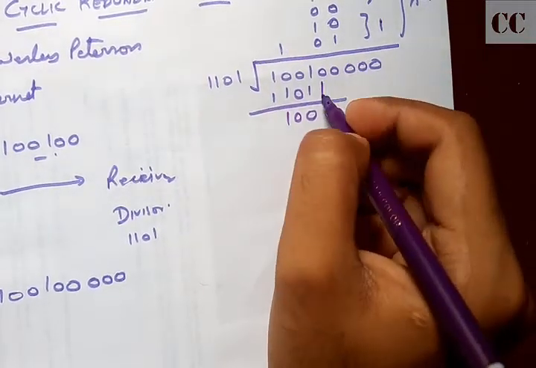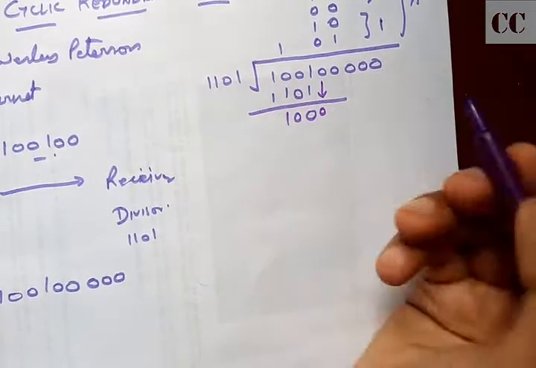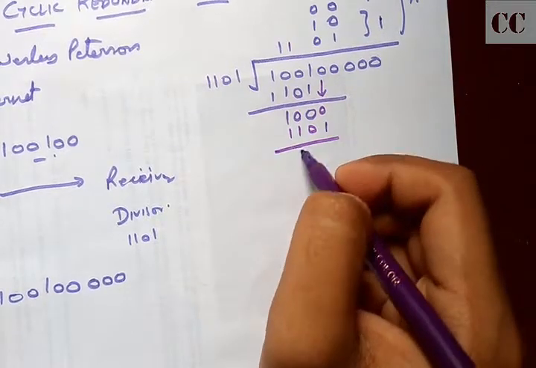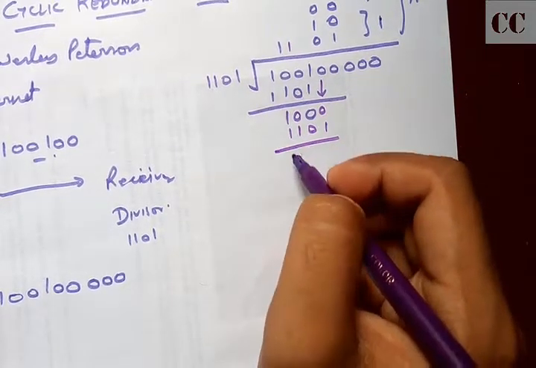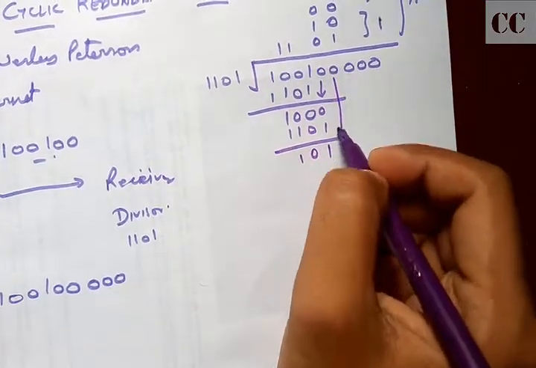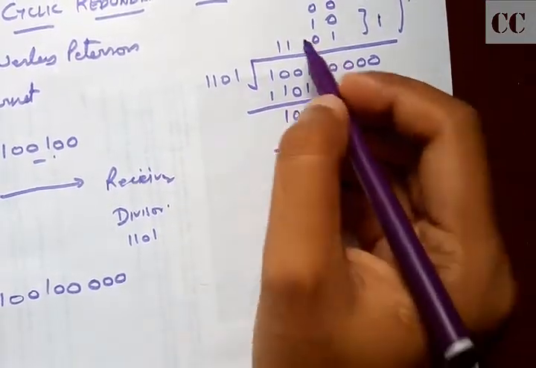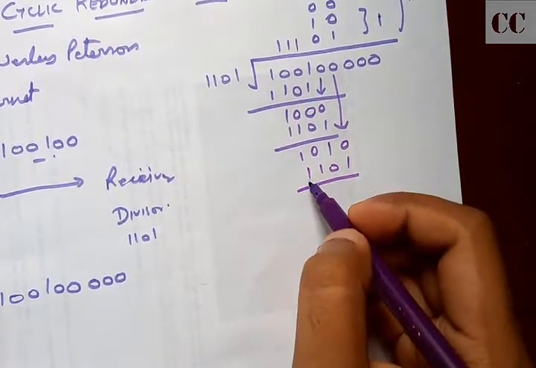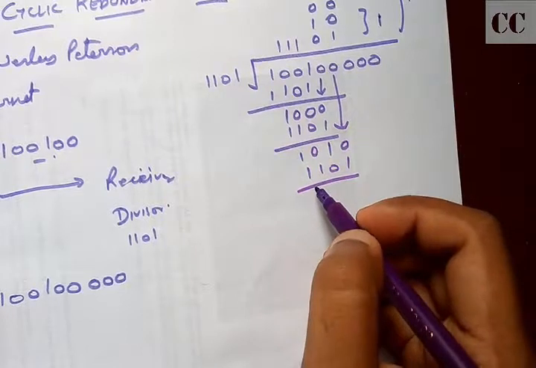Now we'll be taking down this bit as in the usual division case. So again 1101. Here we won't be considering it because it is 0, it is 1 0 1, right? Now we'll be taking this bit as 0. Now again 1101. This we won't be considering because it is already the same, so it will be 0.